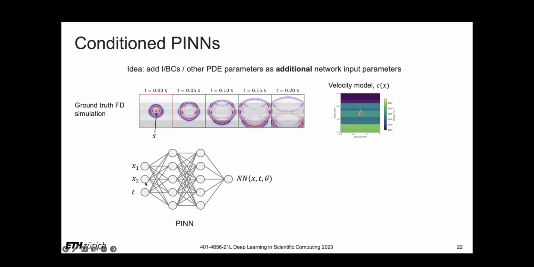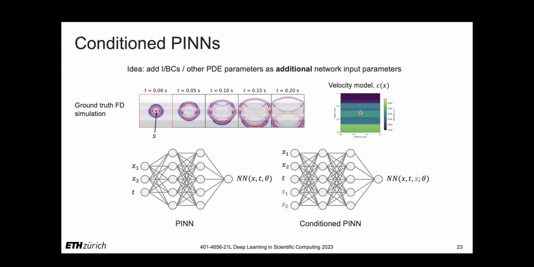What I said before is if you just have a standard PINN, you're going to have to retrain this for every new source location. This source location is like an implicit parameter of your PDE loss. It goes into the PDE loss, or actually the boundary loss, and that's where it's inserted into the training. So the key idea here is very simple: why don't we just condition the PINN? Add this source location as an additional parameter to the network.